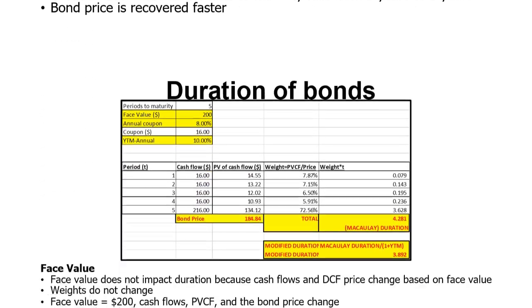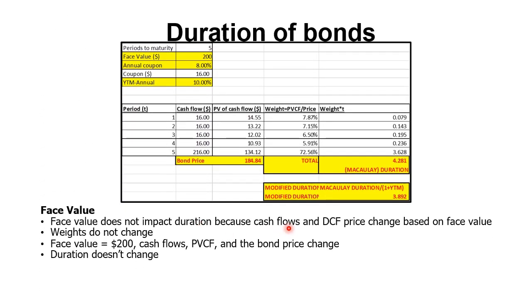Also note that the face value does not impact the duration because the cash flows and consequently the bond price based on the discounted cash flow model change based on the face value. Therefore, the weights will not change. For example, if the face value is changed to $200, the cash flows, the present value of the cash flows and the bond price change, but the duration doesn't change because we are weighting the period with the proportion of the cash flow to the bond price. Here, the face value has been changed to $200 and the Macaulay's duration and the modified duration remain the same.